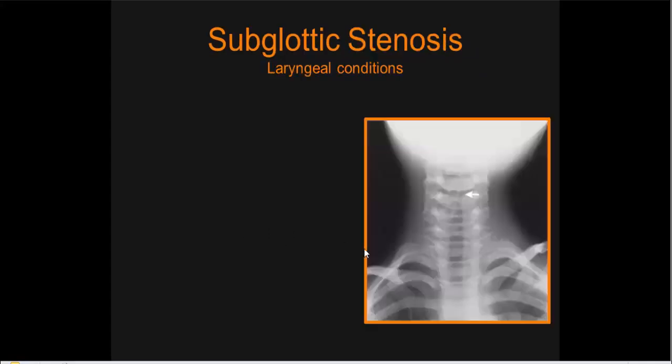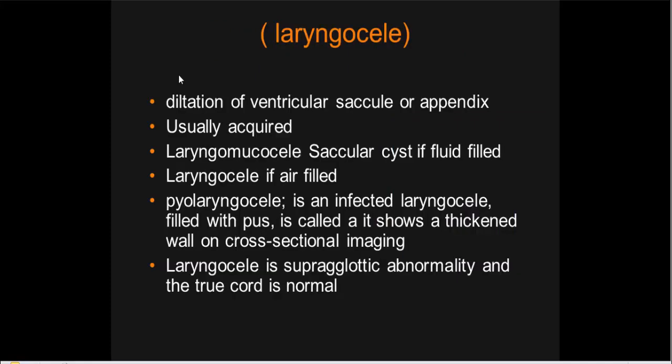Next, laryngeal conditions, as we see, laryngocele. Laryngocele is dilatation of the ventricular saccule or appendix, usually acquired. Laryngomucocele is a saccular cyst, fluid filled. Laryngocele is air filled. Pyolaryngocele is infected, pus filled, with a thickened wall on cross-section.